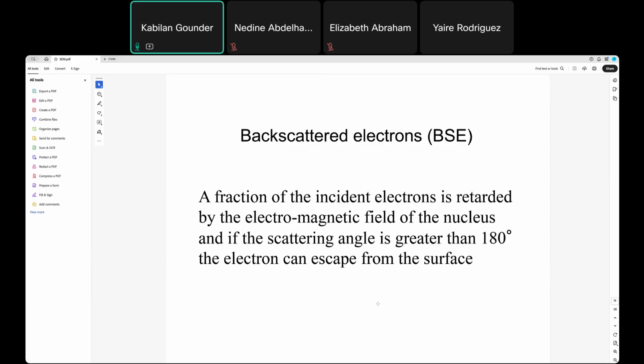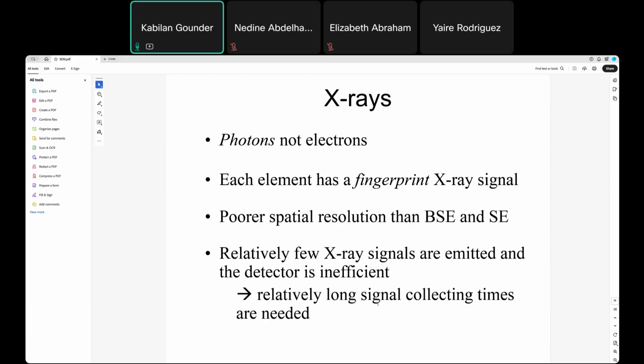The backscattered electrons are a fraction of incident electrons retarded by the electromagnetic field of the nucleus, and if the scattering angle is greater than 180 degrees, the electron can escape from the surface, so that you will get detailed topographical information.